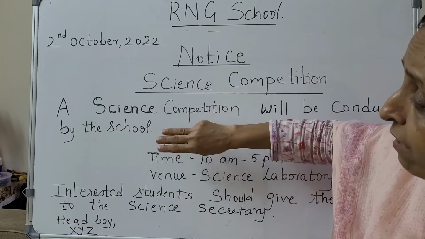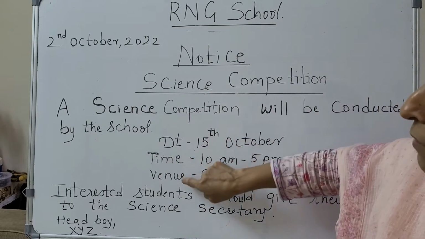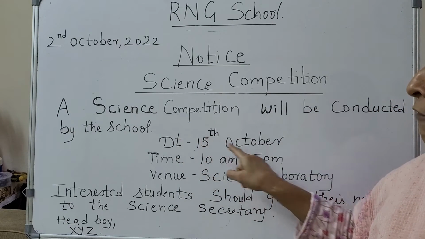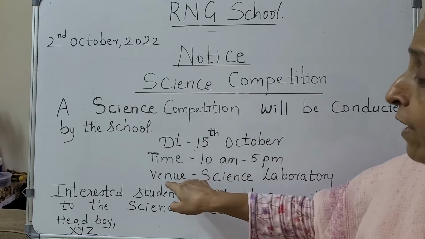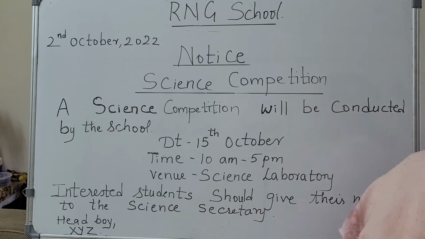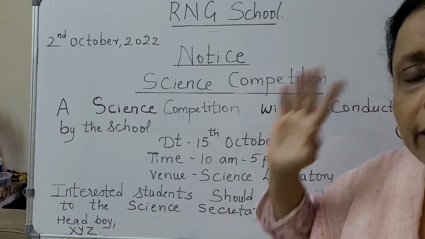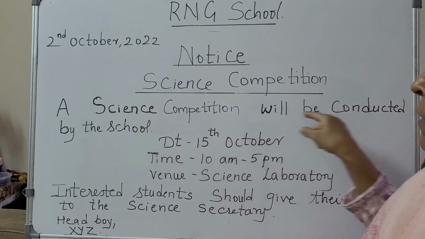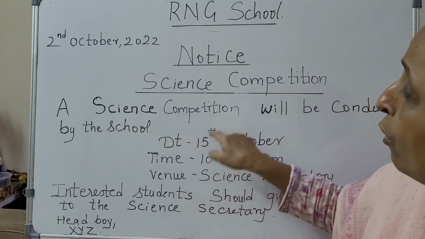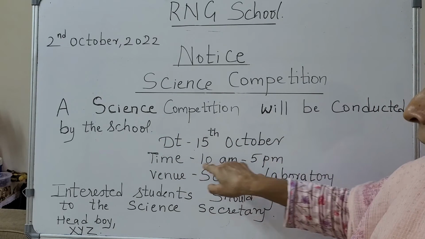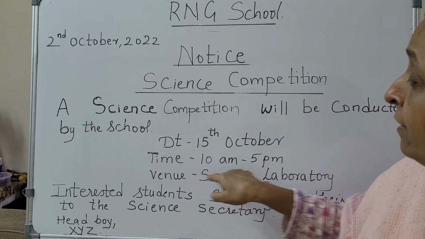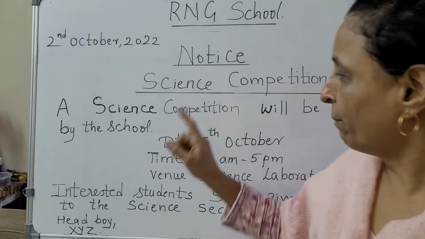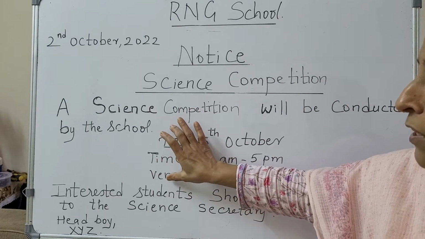Now 3 things are very important in the notice: date, time, venue. You can put this in the word or you write differently: date 15th October, time 10 AM to 5 PM, venue a science laboratory. Science competition will be held in the science laboratory, or you can put in the words a science competition will be conducted by the school on 15th October at 10 AM in science laboratory. You can write either way, but these 3 things are very important in notice.